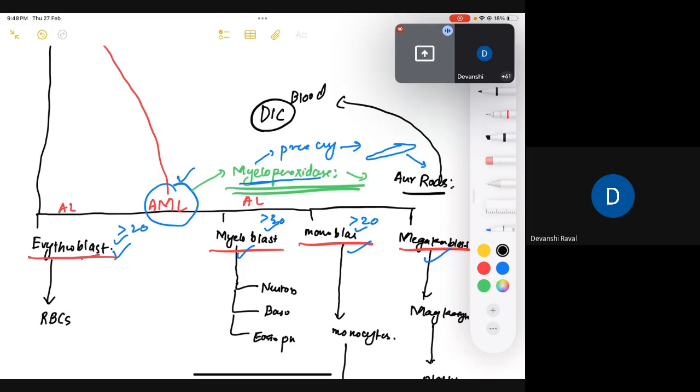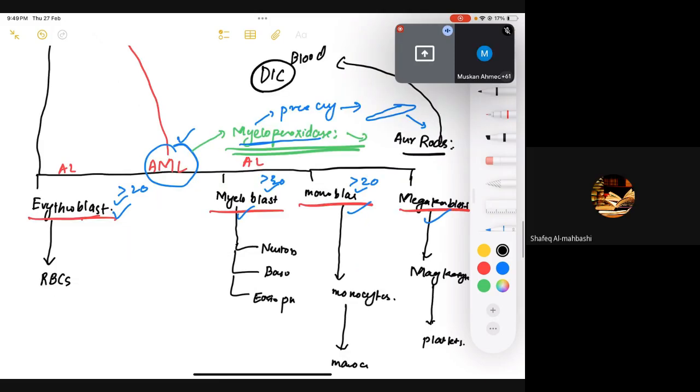Again, we have AML. It's a neoplastic proliferation of the blast cells. It's a cancer, so myeloperoxidase is specific for AML, and as it is cancerous, you can have a precipitated form of myeloperoxidase. It would appear in the form of Auer rods. If the Auer rods leak out of the blastic or neoplastic cells, it can cause DIC. Is that clear?